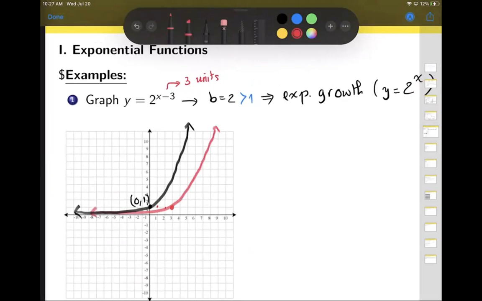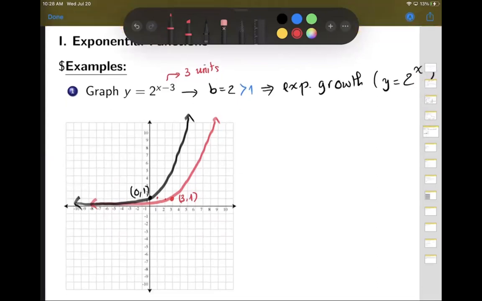Now your new point, I don't want to call it a vertex, is going to be 3, 1. That's your new point. That's what I'm expecting when you shift your exponential function. I want you to give me the new points. So this one right here, I can rewrite as y equals 2 to the x minus 3 plus 0, right? That's why the horizontal asymptote is still y equals 0. So this implies the horizontal asymptote is y equals 0.